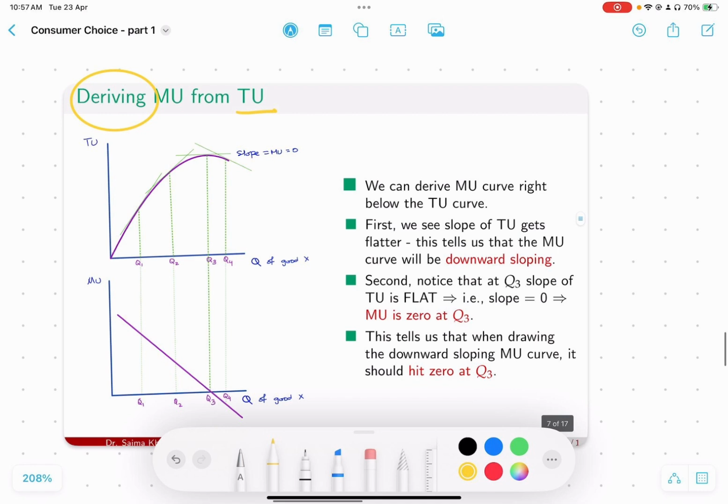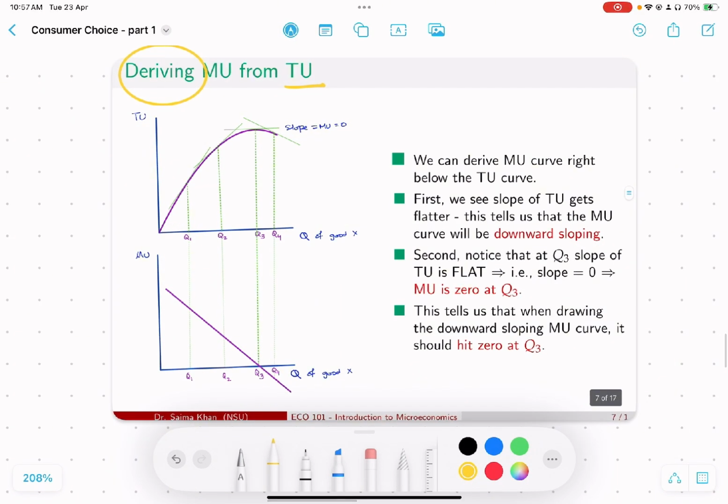So in this video, we are going to continue with our discussion on linking the total utility to the concept of marginal utility. Specifically, what we're going to be looking at here is how we can derive the marginal utility curve from the total utility curve. All right, so let's get started.